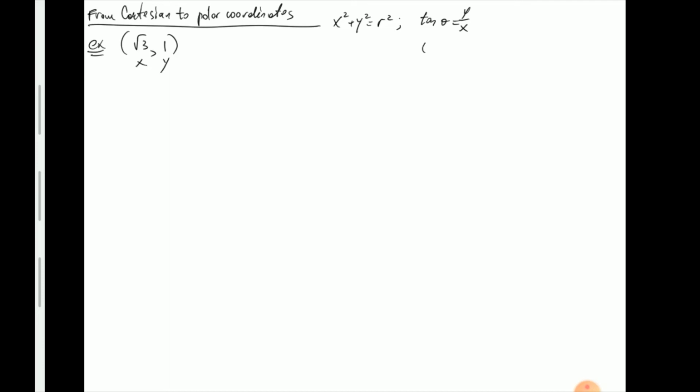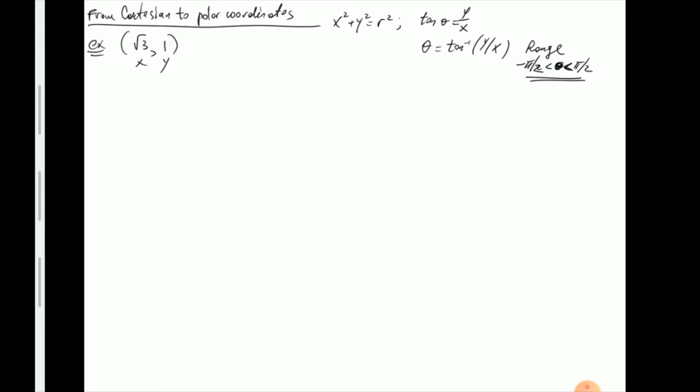Remember that when you apply inverse tangent of anything, the range that the calculator gives you is going to be an angle between minus pi over 2 and pi over 2. That's important to remember because the quadrant could be different for your point, so you have to adjust the angle in that case. Whatever the calculator gives you, it gives you an answer between minus pi over 2 and pi over 2 when we apply inverse tangent.